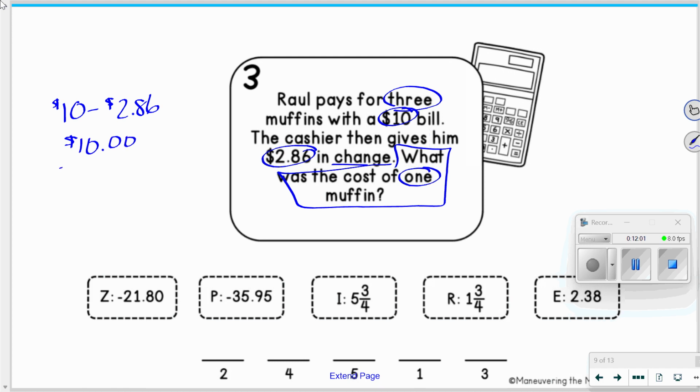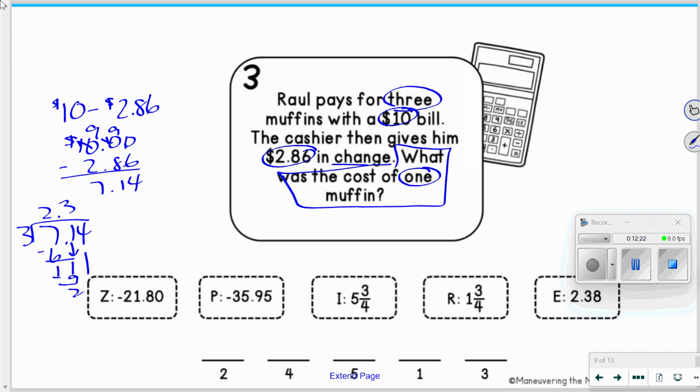So 10 minus 2.86. I'm going to borrow all the way across. Gives me $7.14. That's my total cost. I then need to divide that by 3. So it's going to go twice. Gives me a 1. My decimal goes down. Gives me a 3. Subtract 9 gives me a 2. Bring down the 4. Gives me an 8. Subtract 24. So the cost for each one was $2.38. So that gives me the E for number 3, which is all the way at the end.